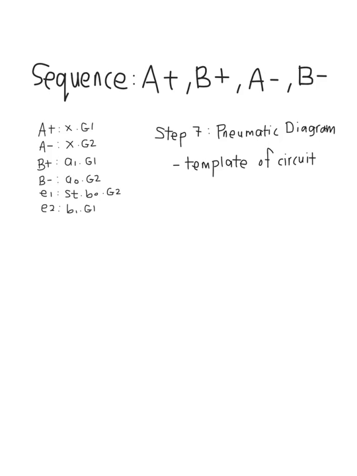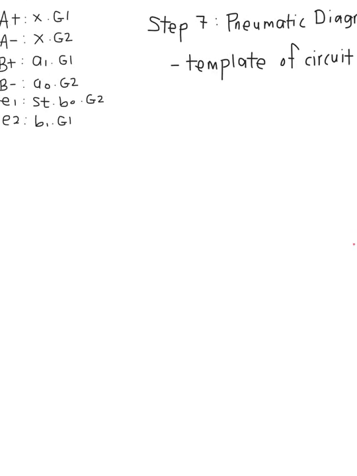Okay, so now step 7, pneumatic diagram. Before we start, we have to draw the template of the circuit first. This template is going to be used for any process, any sequence. They are all using the same template of the circuit. So the template is like this.